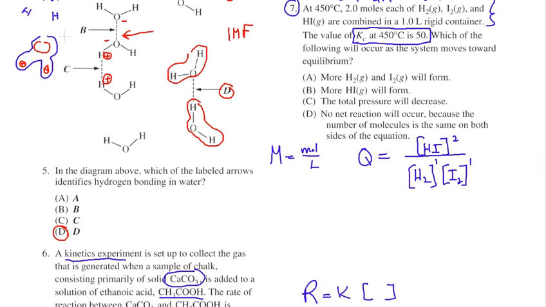So let's just plug it in. I got 2 squared, and of course I've got 2 times 2. We solve for our Q. It's pretty simple math, you don't need a calculator here. We get 4 over 4, so my Q is equal to 1. Now what did they say in the problem? Kc is equal to 50. So my equilibrium constant is equal to 50.